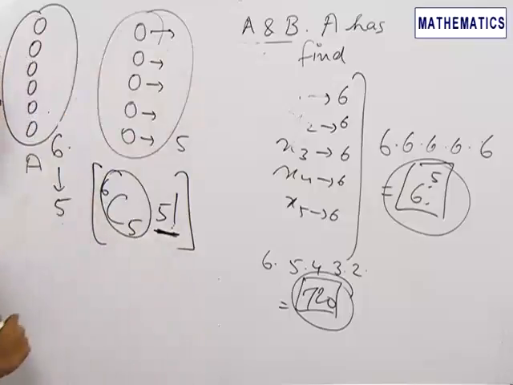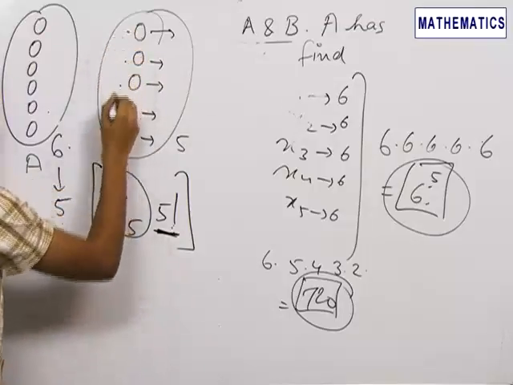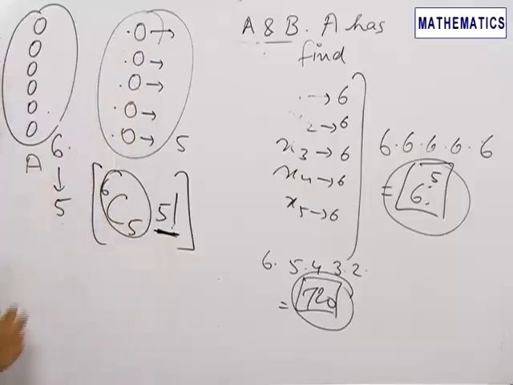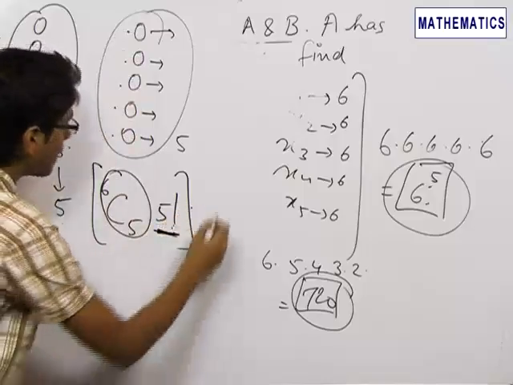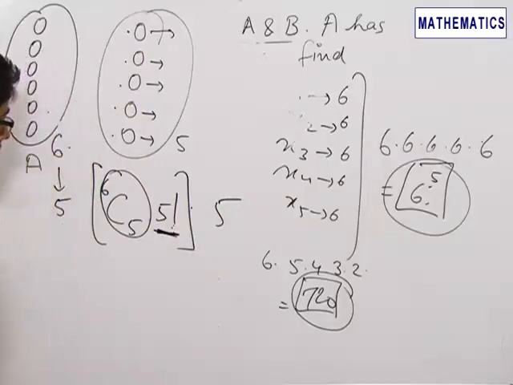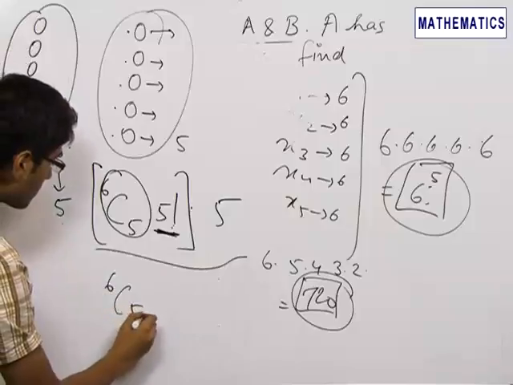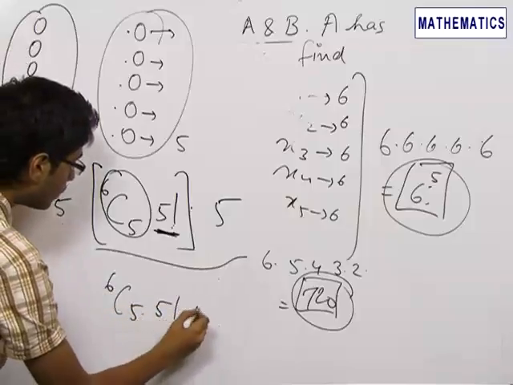Now there is 1 element left. This 1 element can go to either this or this or this. So there are 5 possibilities for the last element left. So the last element can be supplied in 5 ways. So the number of onto mappings in this case is 6C5 into 5 factorial into 5.